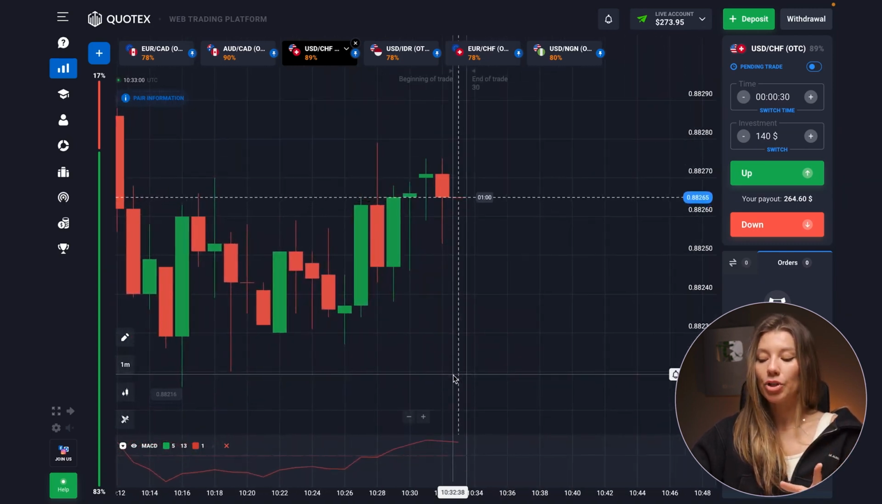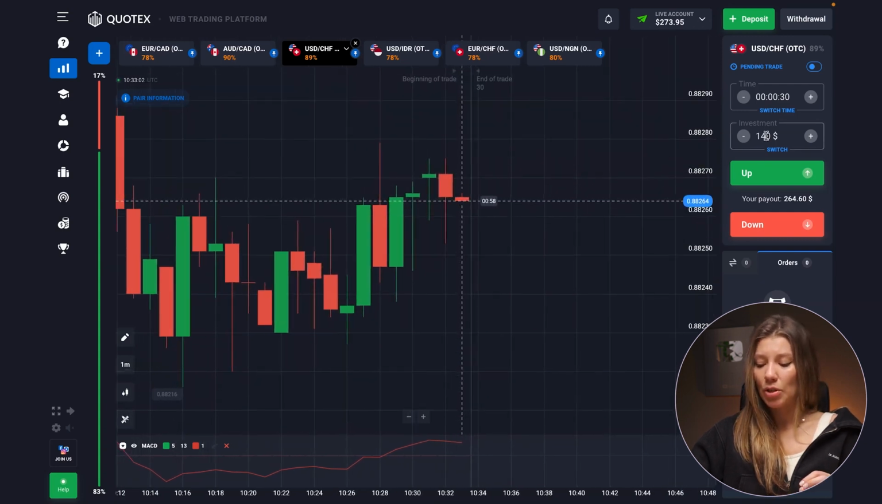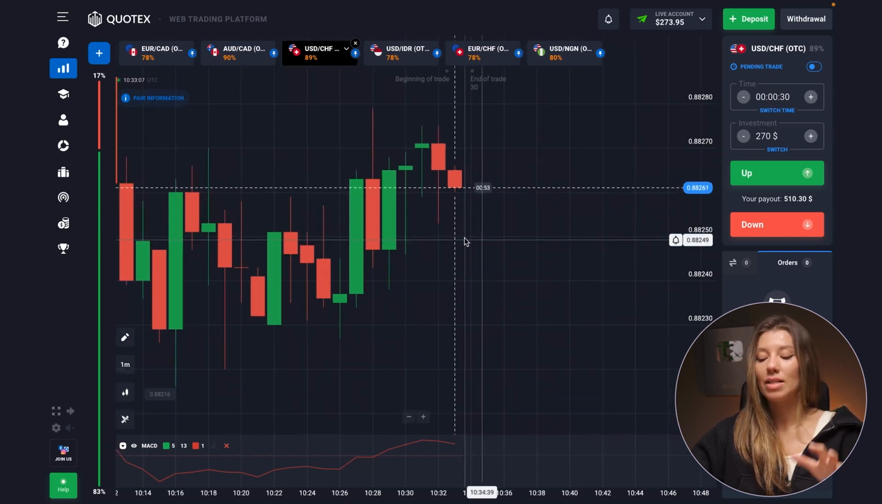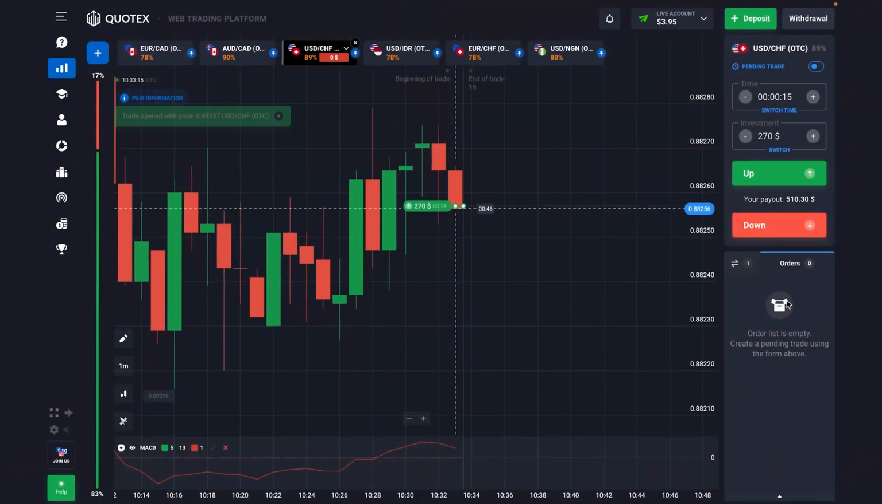Okay, I think we should try this. For another time, I'm going to use $270 here, and in this case let's change the time frame to 15 seconds. Let's try. I'm going to use the greens. Let's go.